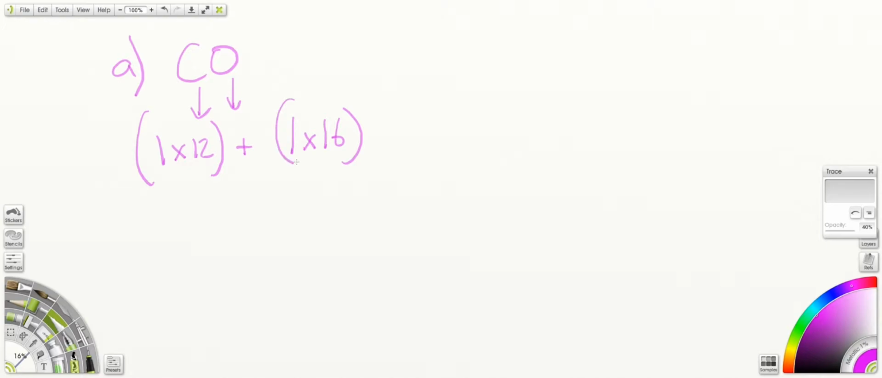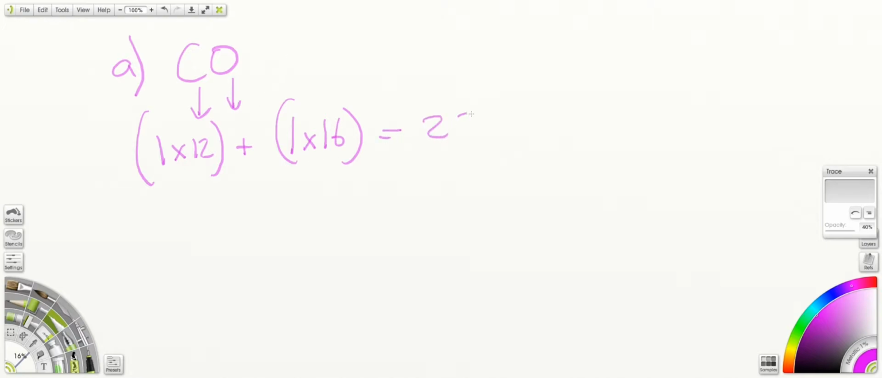So let's do A. Okay, now to do A, what we're going to need to do first is to work out the total. So A was carbon monoxide. So what's the total mass of carbon monoxide? Well, I've got one carbon and one oxygen. So it's 1 times 12, which is 12, plus 1 times 16, which is 16. So what's 12 add 16? Well, 12 add 16 is going to give you 28.